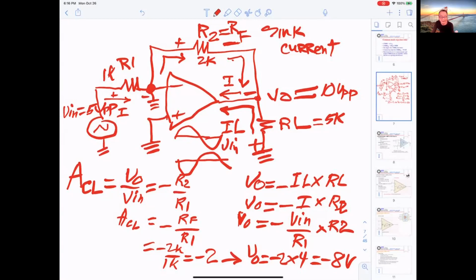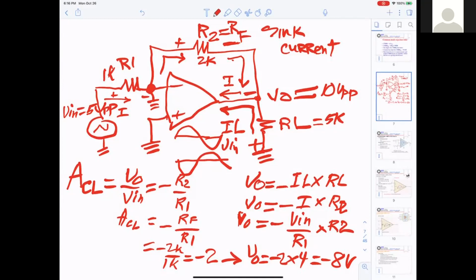Okay, that's for DC. However, for AC, you cannot say -10 volt peak to peak, that's wrong. It has to be 10 volt peak to peak. However, it will be out of phase, opposite. Okay, any question? So it will be opposite depending on the input. Yeah, out of phase. Okay.